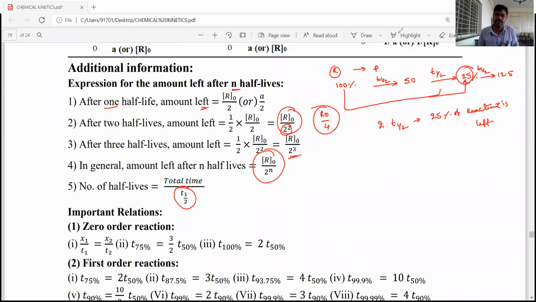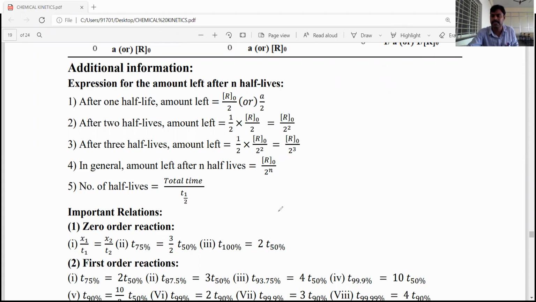Now we'll discuss zero order reactions, first order reactions as well as second order reactions. How much amount of reactant is completed in a certain time, and that is equal to how many half-life periods. We'll discuss those relations now, dear students. These relations are very, very important.